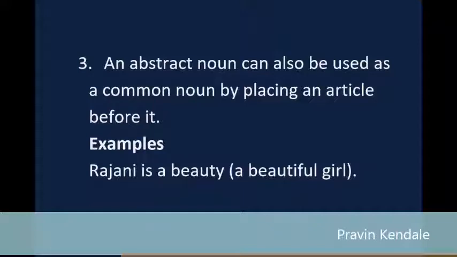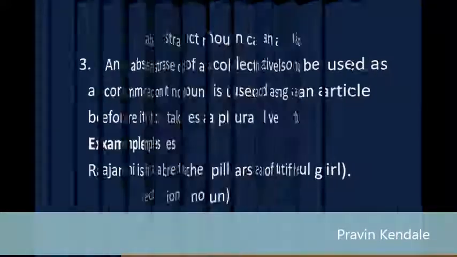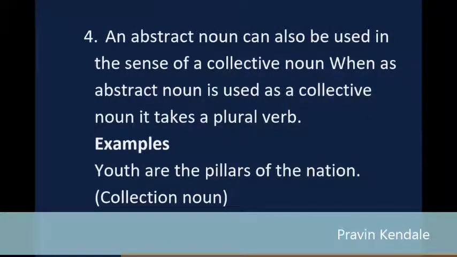Examples. Rajini is a beauty, a beautiful girl. 4. An abstract noun can also be used in the sense of a collective noun. When an abstract noun is used as a collective noun, it takes a plural verb. Examples. Youth are the pillars of the nation.